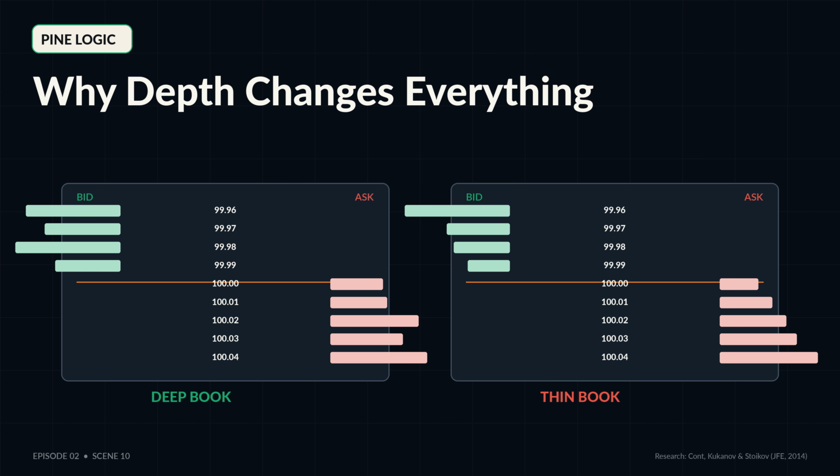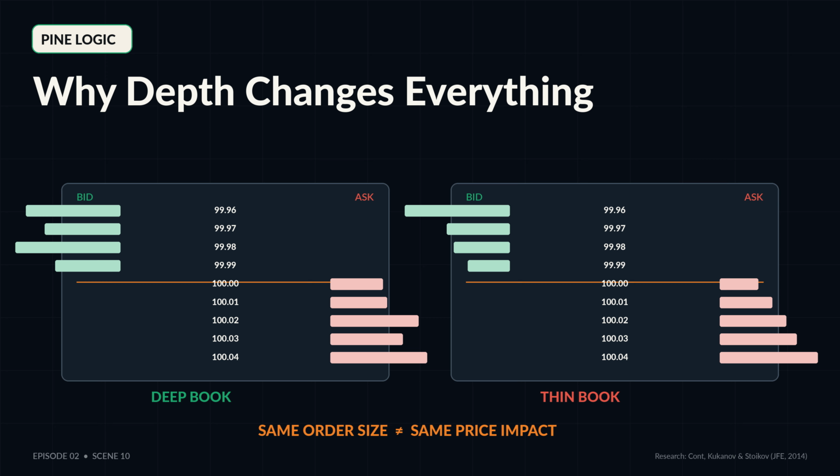The same order can have very different impact at different moments. A deep book can absorb size with little movement. A thin book can jump several levels on much smaller flow. Empirical research finds price impact from order flow imbalance is larger when market depth is lower.